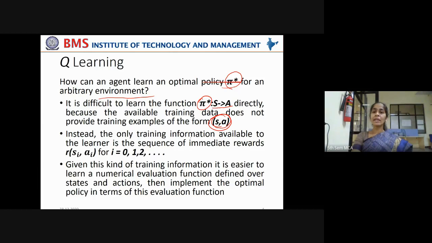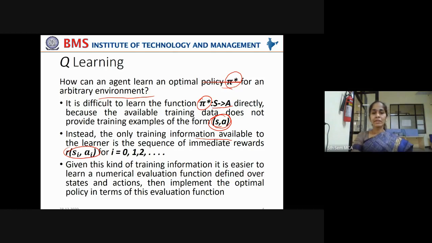Instead, the only training information that is available is the sequence of immediate rewards. If from this state this action is taken, what reward can be expected? Only that information is available. That is our (s_i, a_i) for every state and every action from 0 and so on.